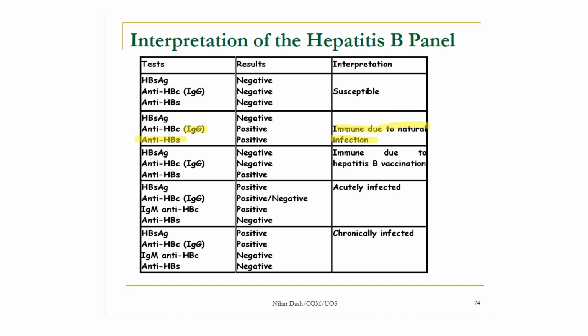Now here we can see that he neither has HBs antigens nor the anti-HBc, but they do have the anti-HBs. So what does that tell us? That this person has not been infected but has been vaccinated. So again, immunity due to vaccination.